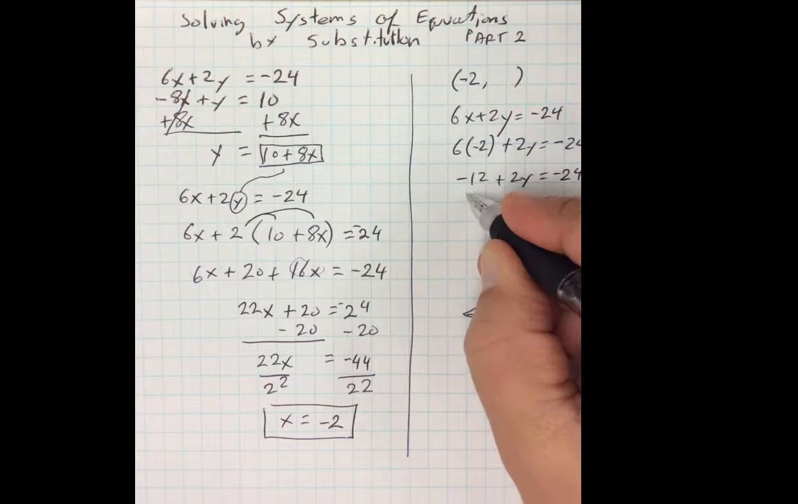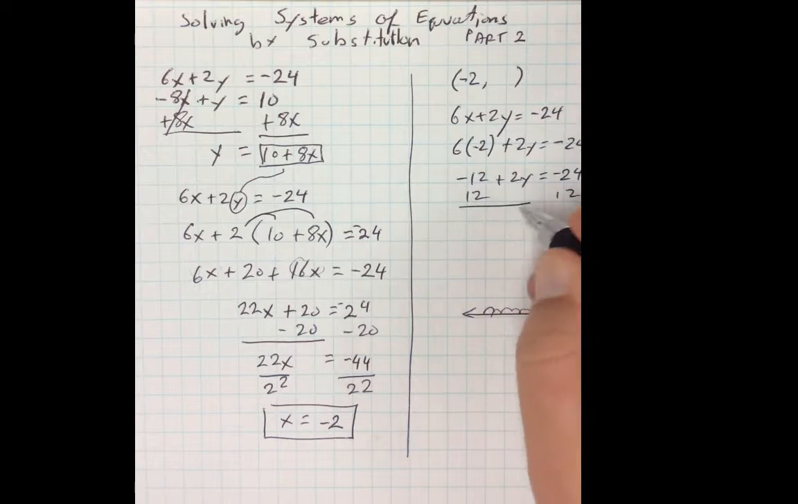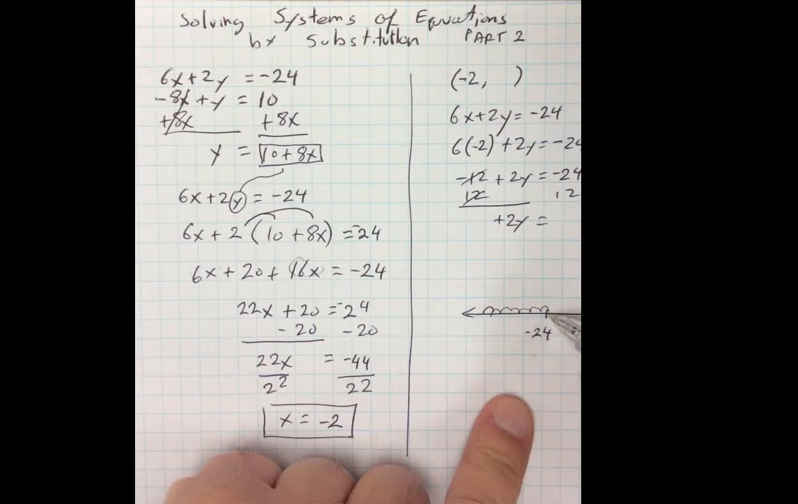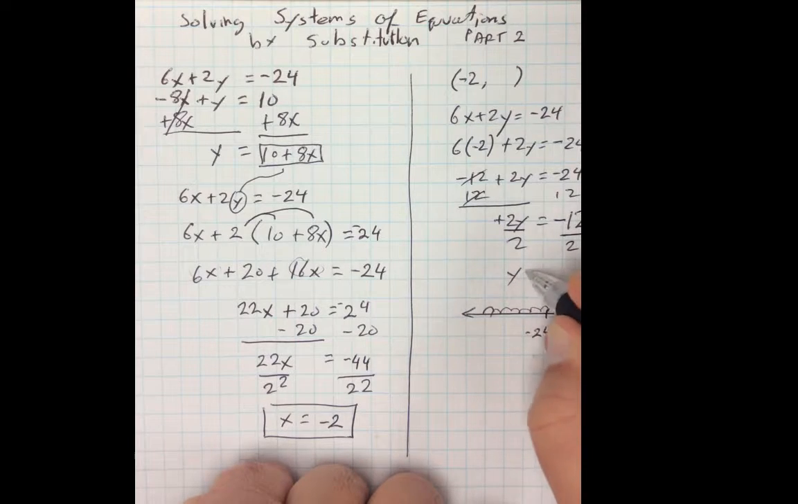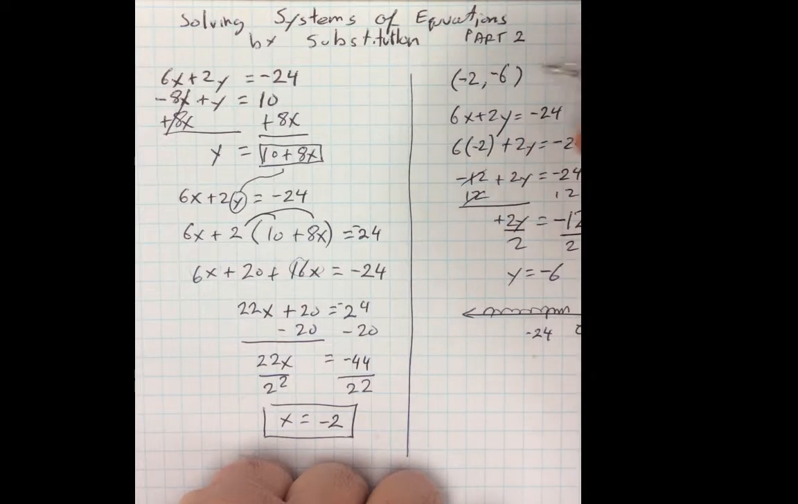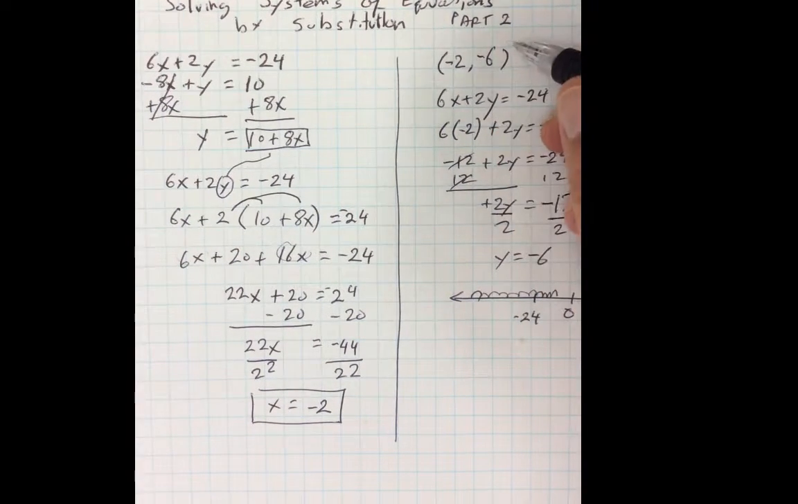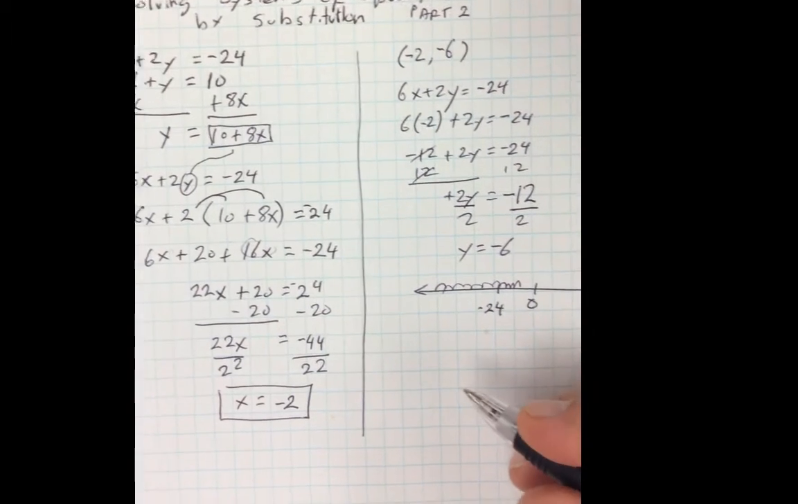Then when we add 12 to both sides, the negative 12 and the 12 make a 0, so we just leave that out. We have plus 2y, positive 2y, equals negative 24, and now we're adding 12, so it's going to get less negative, and we'll end up with negative 12. So 2y equals negative 12, divide by 2, and y equals negative 6. But we're not done yet, because if we've done everything right, this is the solution, negative 2, negative 6. But we won't know that until we double check our solution.